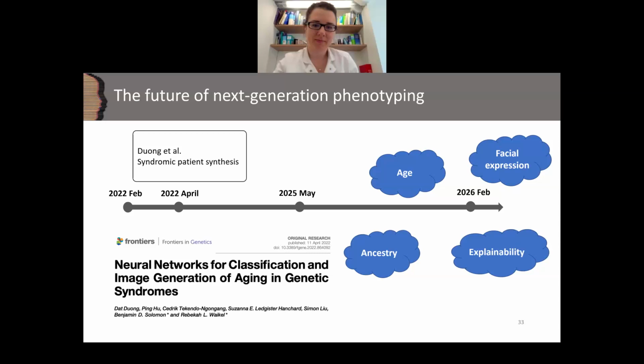Is it because of the eyebrow or because of the nose or mouth? This is what we need to solve in the future if we want to really make this kind of technology happen in the hospital.